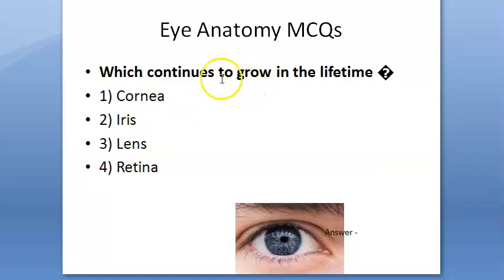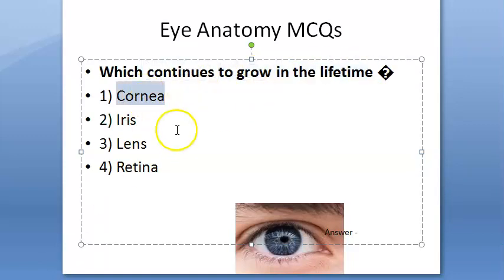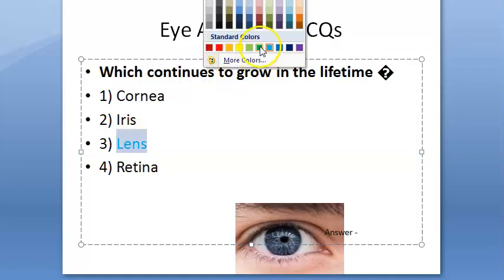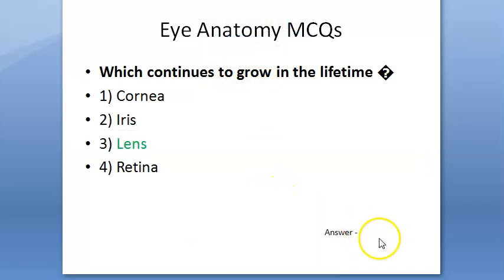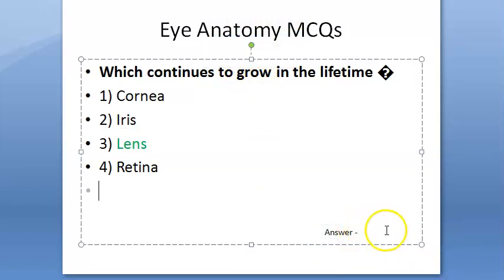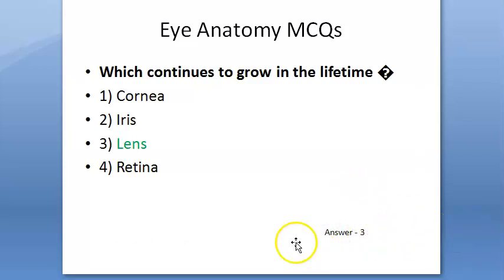Which continues to grow in the lifetime? Here you should know lens will grow lifetime. So you can just remember lens as the answer. Okay. Let's look at the answer here. It should be 3. Lens. Okay. Then let's move on.